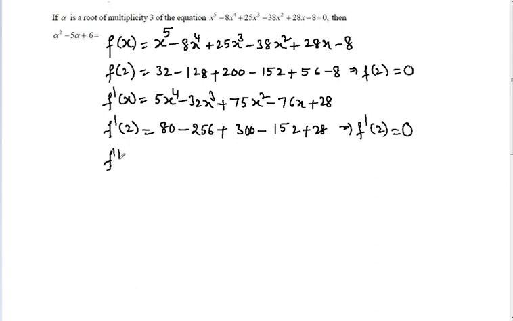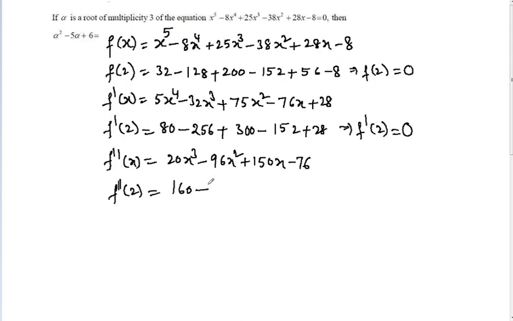Now we find f″(x). f″(x) is the derivative, that is 20x³ minus 32 into 3, that is 96x², plus 150x minus 76. Now f″(2), substituting 2: 8 into 20, that is 160, minus 96 into 4, that is 384, plus 150 into 2, that is 300, minus 76. From this, f″(2) is equal to 0. That means f(2) = 0, f′(2) = 0, f″(2) = 0.